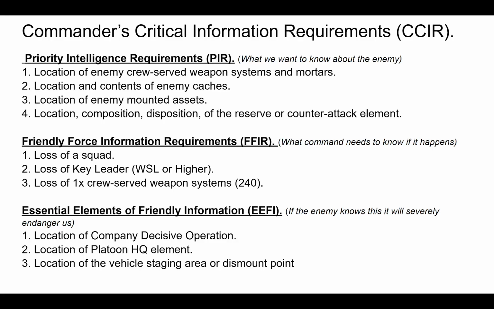And the last one is going to be the EEFI, the Essential Elements of Friendly Information. So if the enemy knows this, it will severely endanger us. So if they figure out where our platoon HQ element is, that's going to endanger us. If they know where the company decisive operation is, so like which platoon is actually going to be doing the decisive operation, it's going to endanger us. If they know our staging point or our dismount point, that's going to give them an advantage. So these should be listed in the operations order, and just things to keep in the back of your mind.